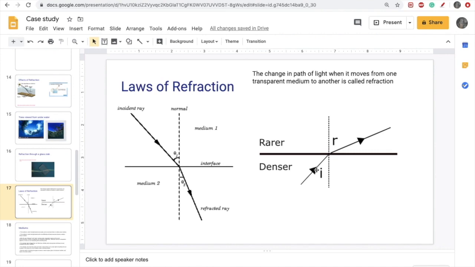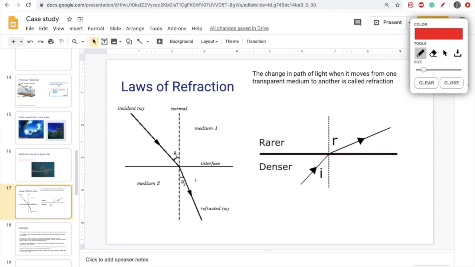See here, let me draw this. Now here, instead of coming like this, what happened? It has bent towards the normal. Here, instead of continuing like this, it has bent away from the normal.